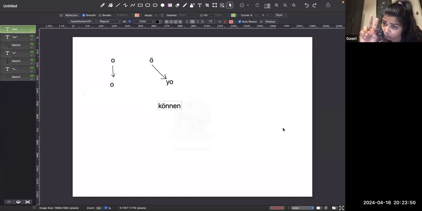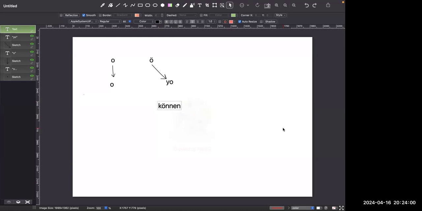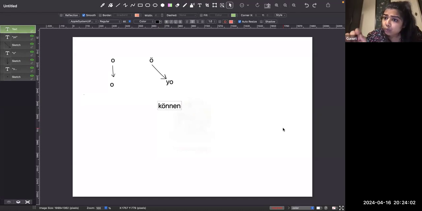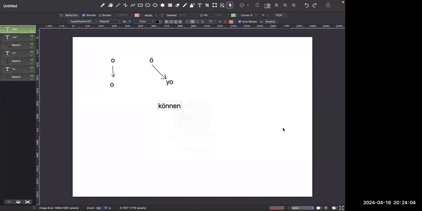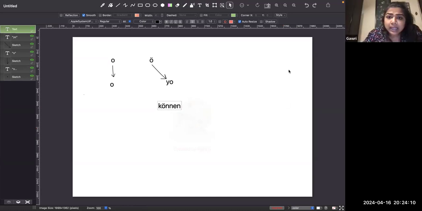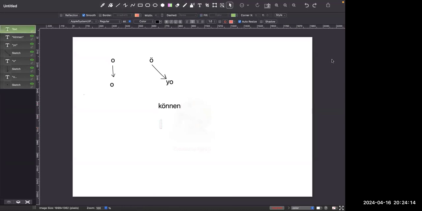Here we are having O umlaut. Whenever O umlaut comes, we have to give the sound of yo. So let me pronounce it once and then you pronounce. This word will be pronounced as Kyonen. So the K is silent. Pronounce once more.